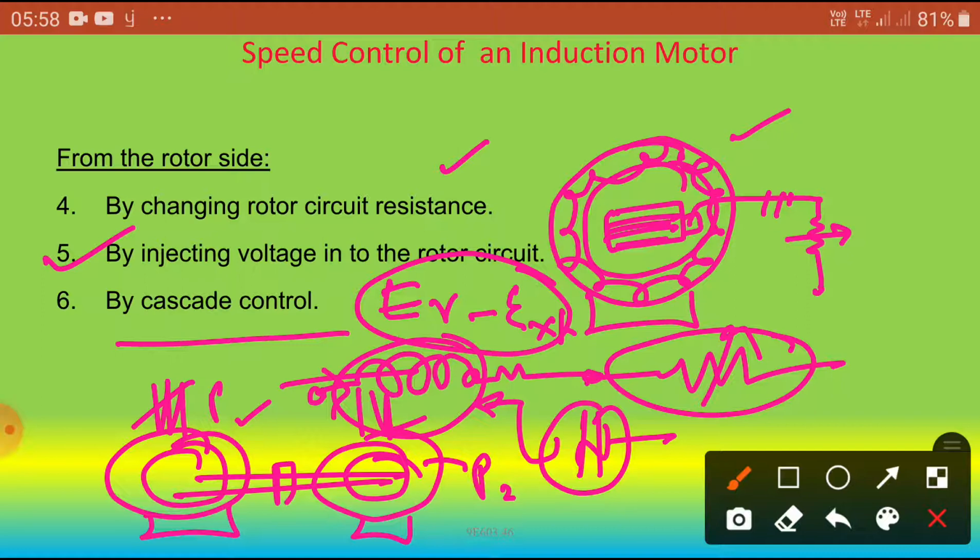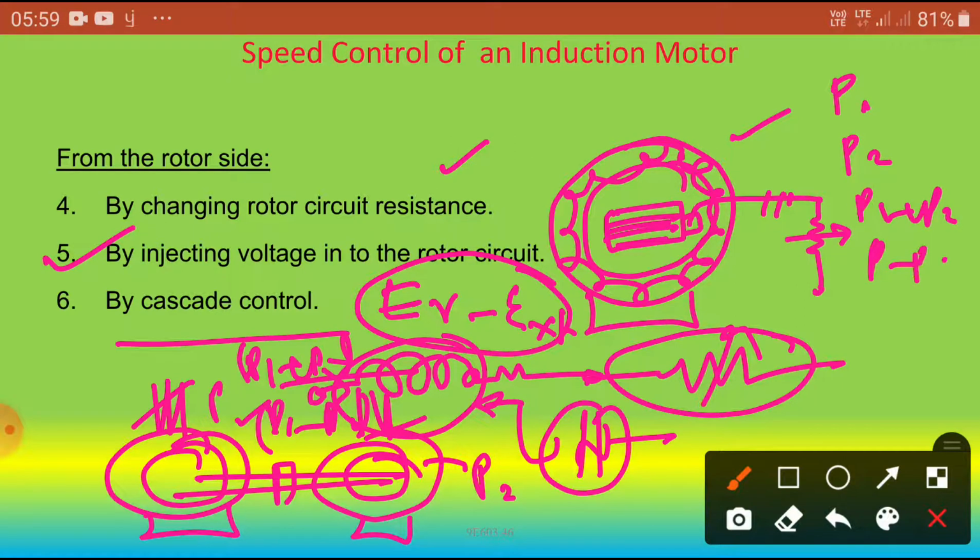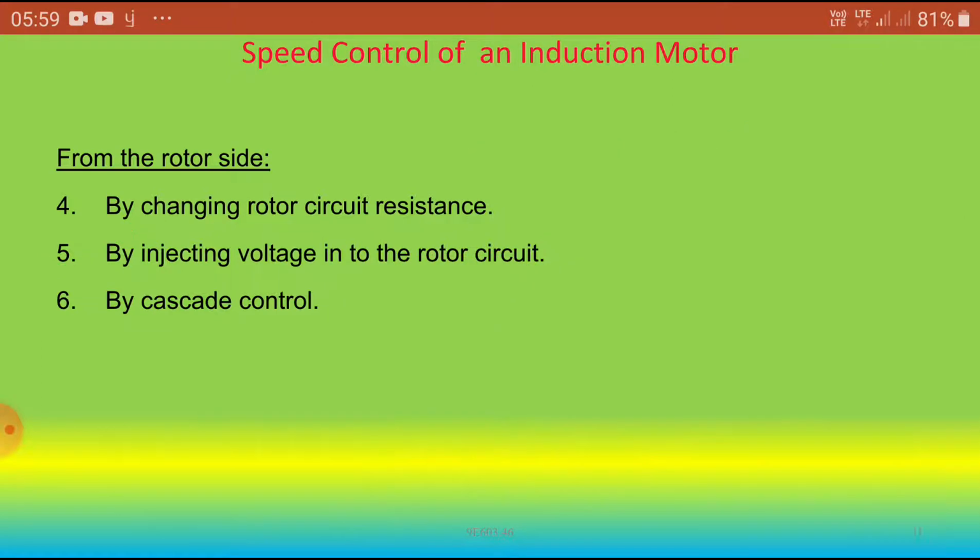And sometimes we can connect them in cascade, P1 plus P2 number of poles, that is another speed, and P1 minus P2, this is another speed. That means in the cascading method we are going to control four speeds: only P1, only P2, only P1 plus P2, and P1 minus P2. So this method is known as the cascading method, side by side method. Okay. Let us see these methods also in detail.